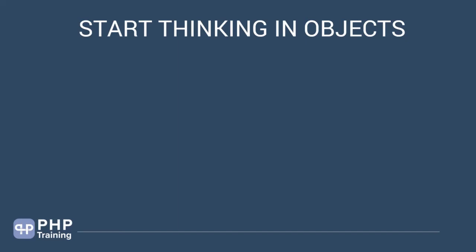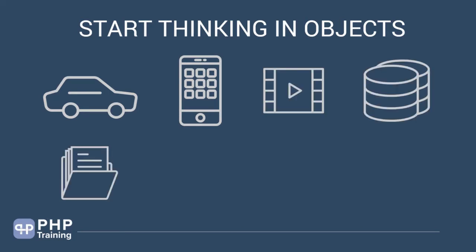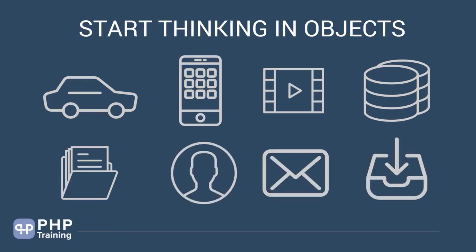When I say objects, it could be a car object, it could be a phone object, a video object, a database, file and folders, a user, a mail, or a download option. So when you write a program, you have to think about what you are trying to write about. What are you trying to define that feature? Maybe you're trying to define a feature of a video, right? You're writing a video player. Then you have to think that you're writing a video object.